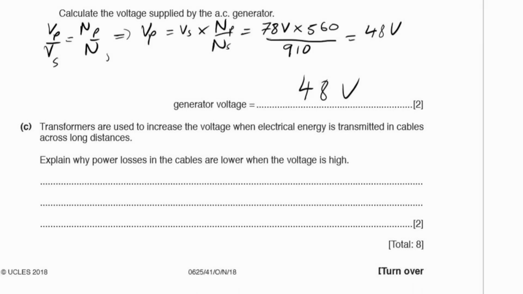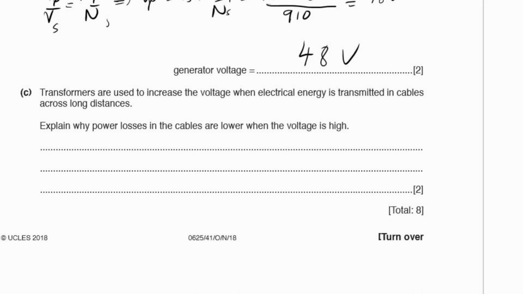C. Transformers are used to increase the voltage when electrical energy is transmitted in cables along long distances. Explain why the power losses in the cables are lower when the voltage is high.